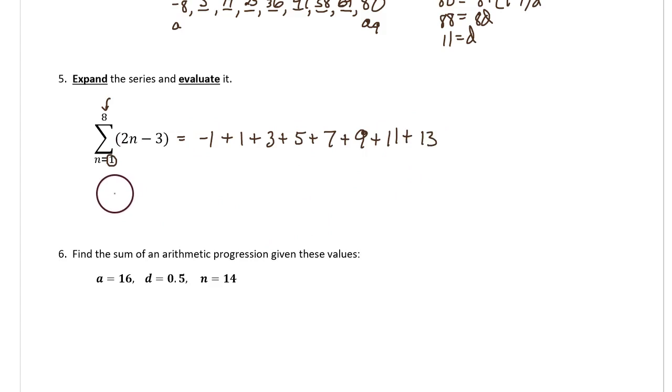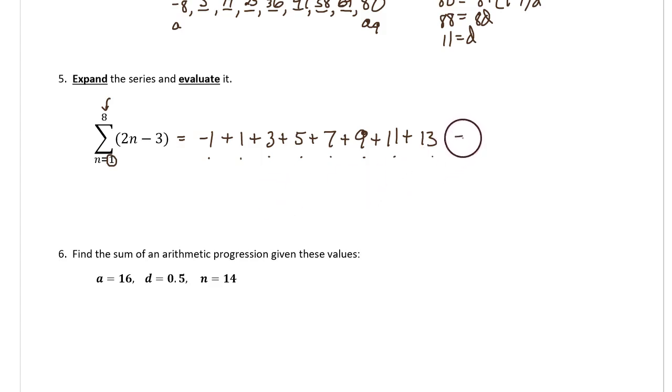We were supposed to fill in all numbers for n from 1 through 8. That would be 8 numbers. So let's check to make sure we got 8 numbers in our expansion. 1, 2, 3, 4, 5, 6, 7, 8. Yep, I don't think we missed any. And looking from term to term, I see a consistent pattern of adding 2 every time. So that's another good thing to check for, that you haven't made a silly math mistake.